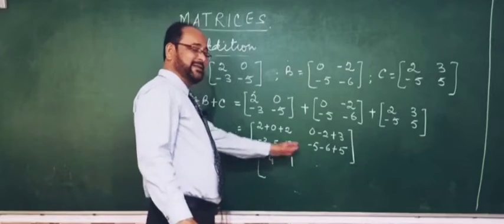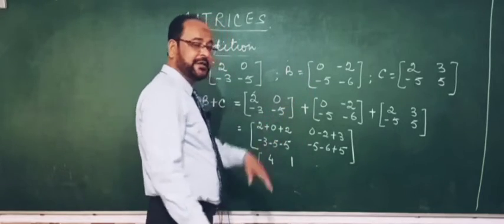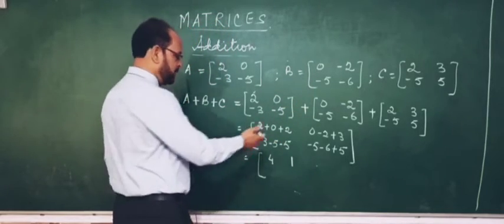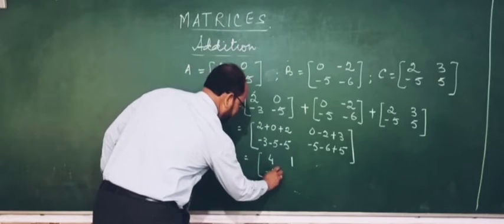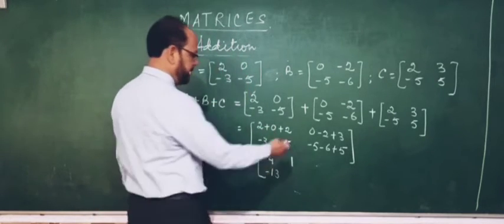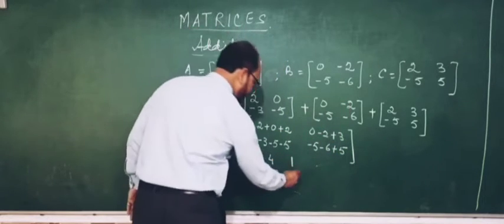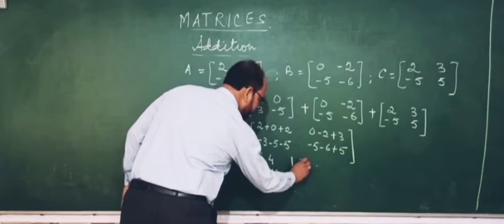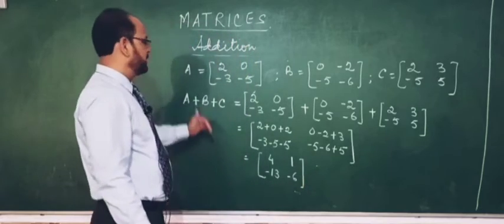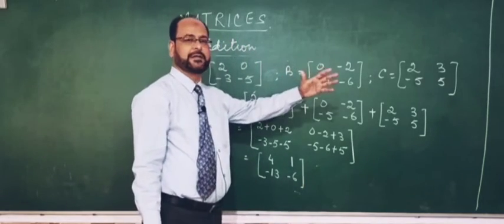Here all the numbers are written with a negative sign. They will be added together. So 5, 5, 10 and 3, 13. It is negative 13. Here positive 5 and negative 5 will be cancelled out. What will be left? Negative 6. So this is the way you will add these three matrices.